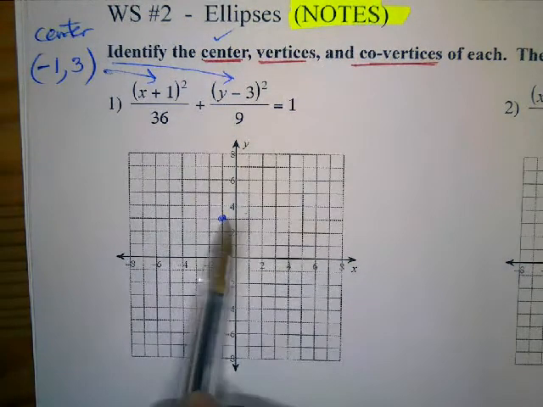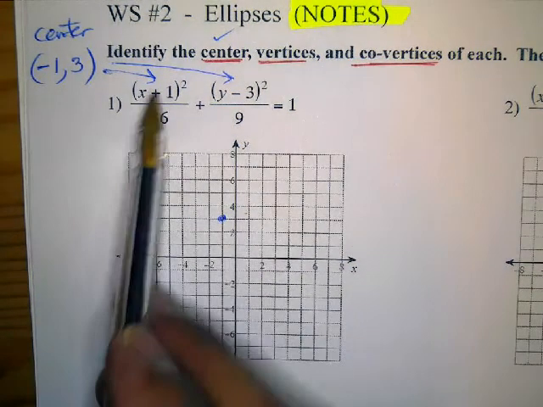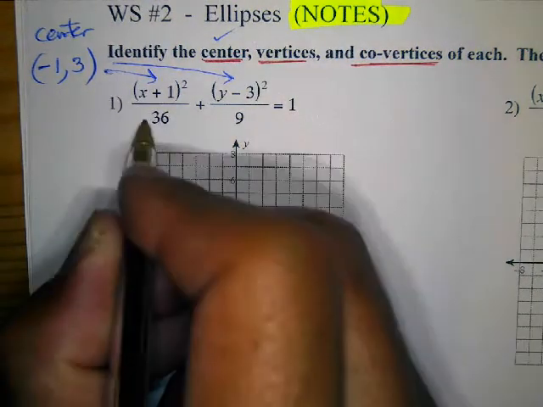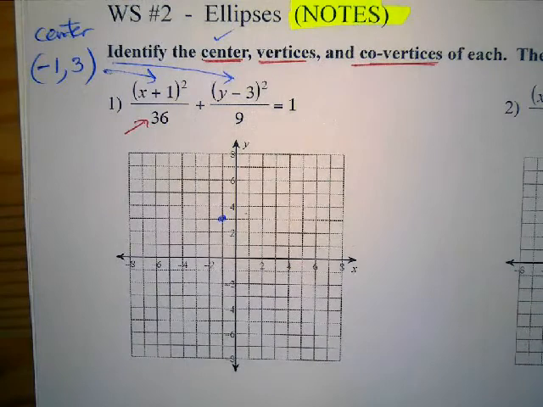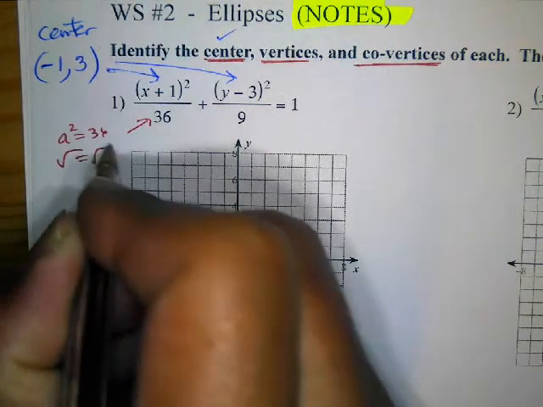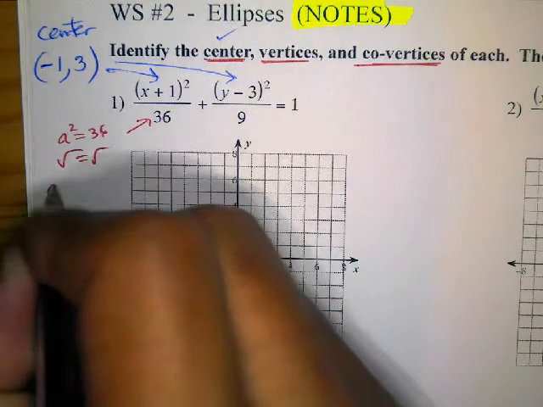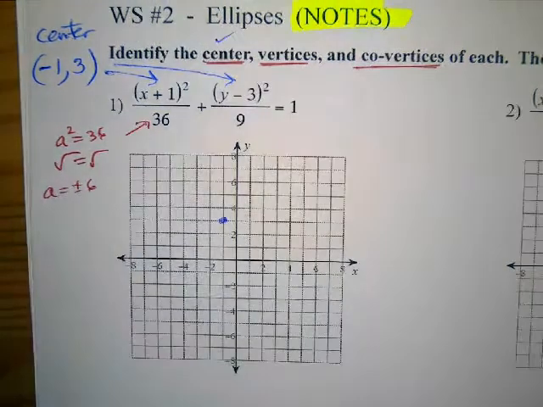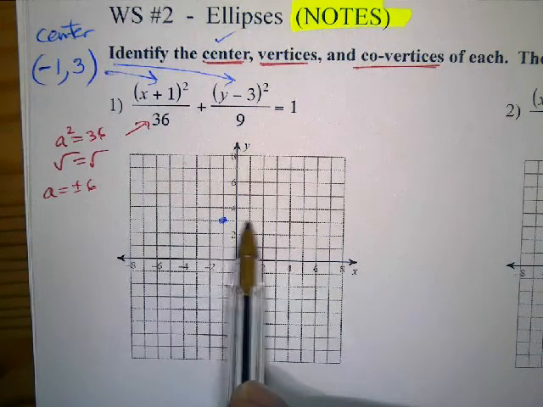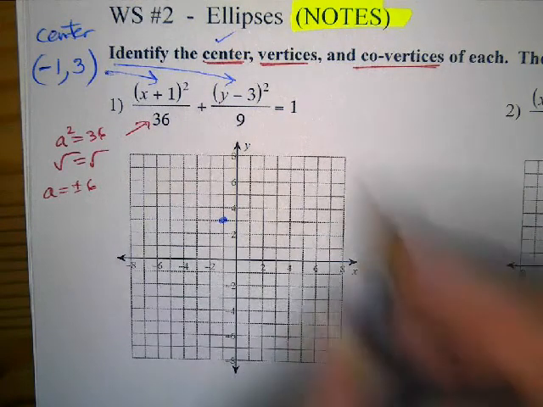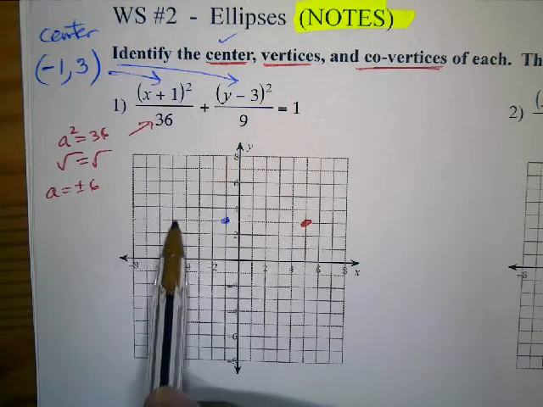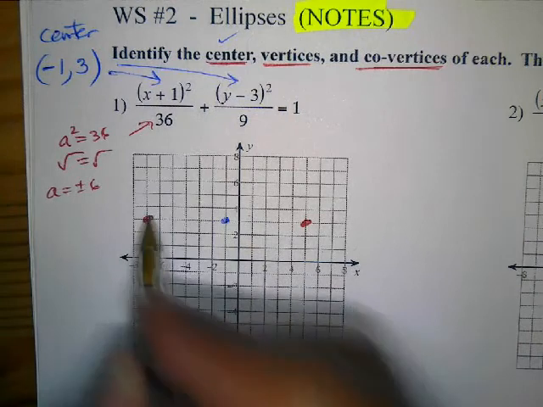Now, to know how much I have to go left and right on the x, I look under the x squared. And that's 36. But remember, you take the square root of 36. That's a squared is equal to 36, and you take the square root of both sides. So a is equal to ±6. So I got to go 6 this way. Counting from the center, I go 1, 2, 3, 4, 5, 6. Boom. And in the other direction, 1, 2, 3, 4, 5, 6. Boom.